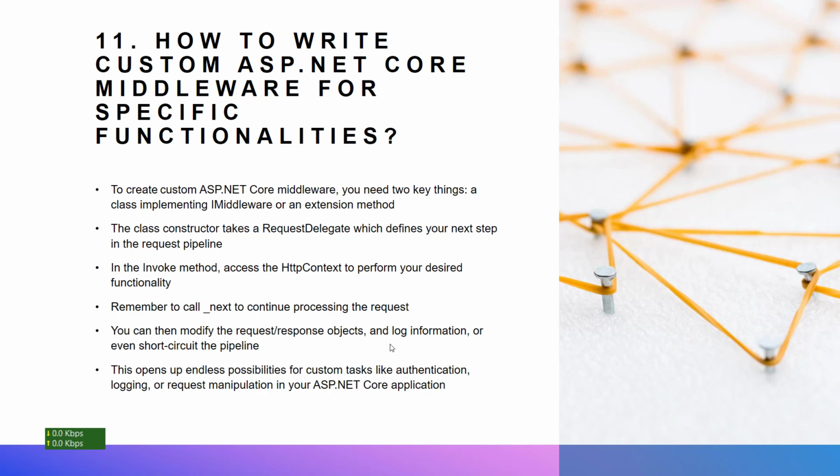In the Invoke method, access the HttpContext to perform your desired functionality. HttpContext is a key player here. It has the request and all the data available, and whatever you want to do, you can do that. Remember to call _next to continue the process, otherwise it will be terminated. Then it will move to the next middleware, because we are injecting our own middleware in between other middleware. If we don't call _next, it will stop there. You can then modify the request and response objects, log information, or even short-circuit the pipeline. Short-circuiting is a concept.